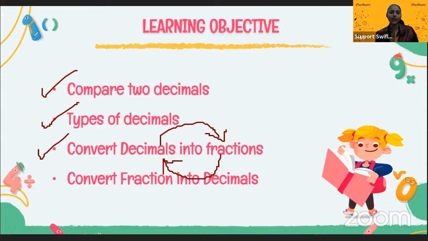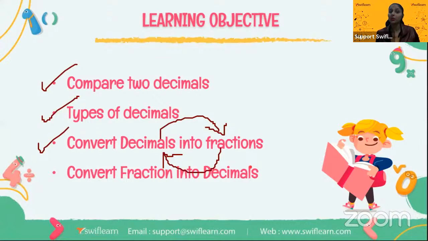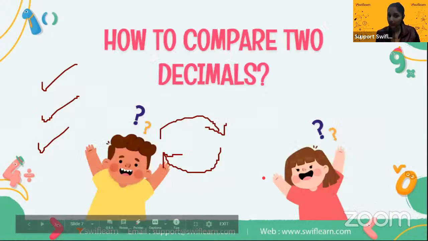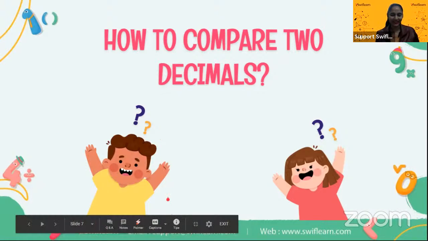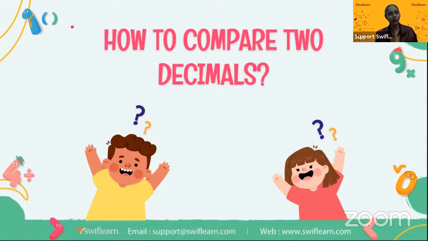So let's start with it. We have already revised whatever we have learned. So let's start with how to compare two decimal numbers. How can we compare two decimal numbers? This is a question for you. Just think about it once. How can we do that? I think you all are aware of how to compare numbers.